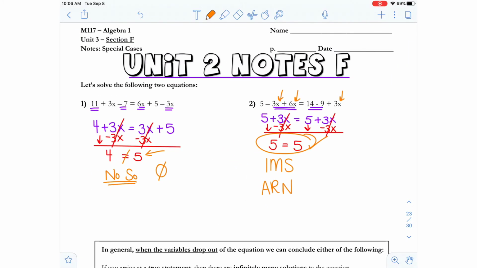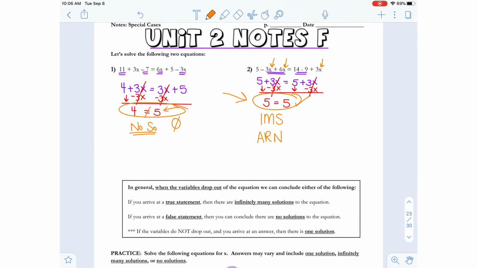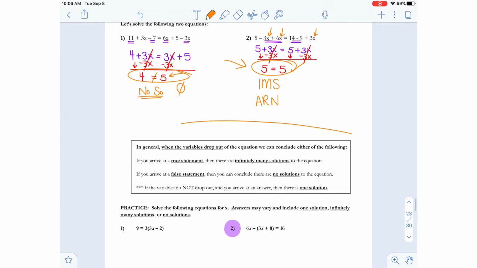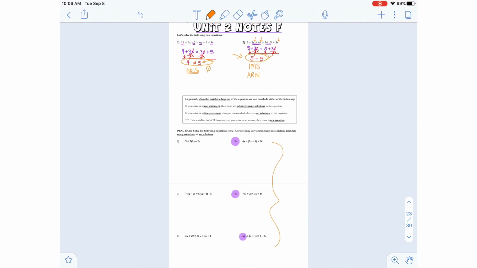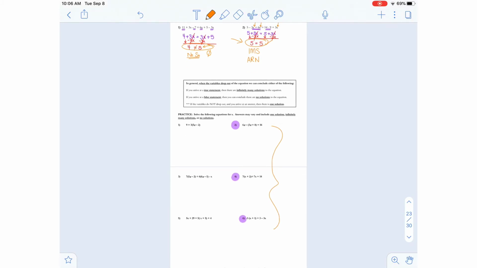So let's summarize. If all the variables cancel out and I get a false statement, it's a no solution. If all the variables cancel out and I get a true statement, then it's infinitely many solutions. That's why these are special cases. That's literally the notes for today. The summary is right here. Go ahead and read through that. I am now going to do 3 of the practice problems with you just to summarize and hit it home. And then before I see you guys again, you're going to try these 3 practice problems on your own.